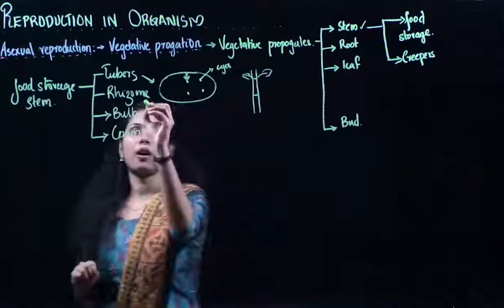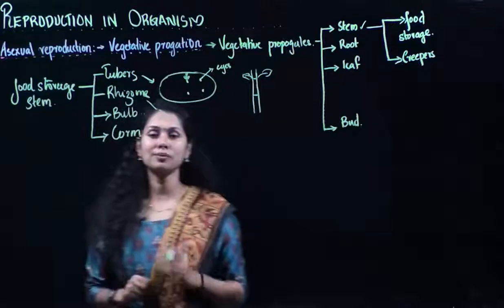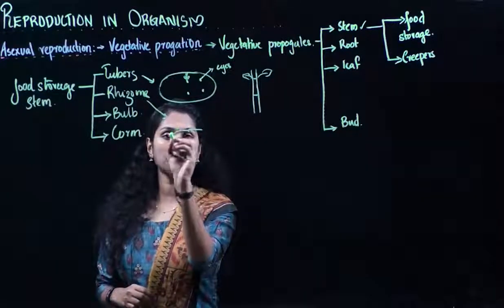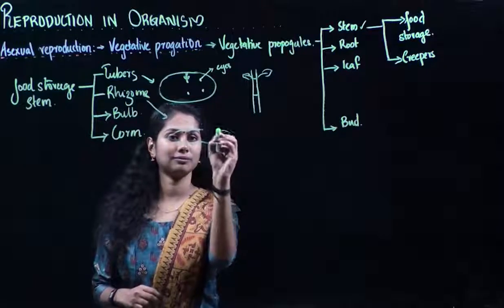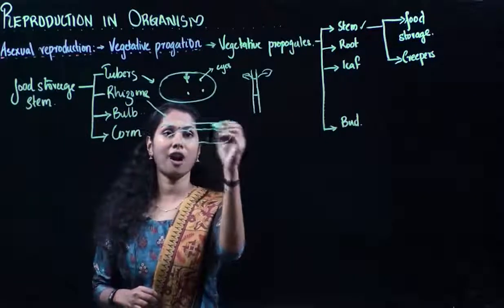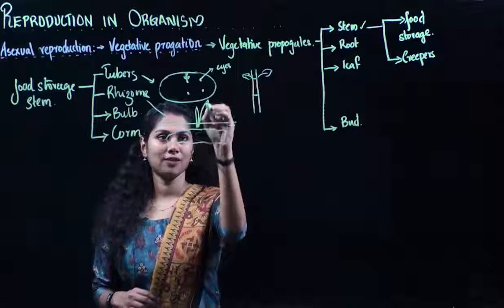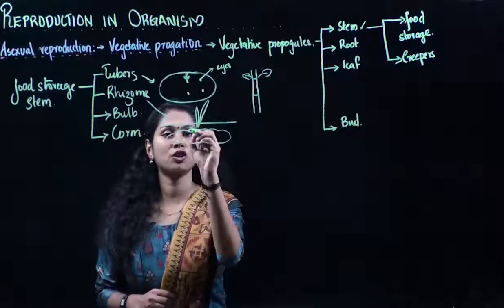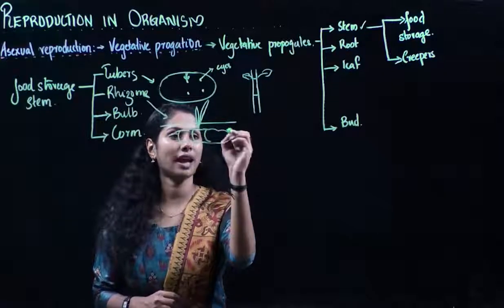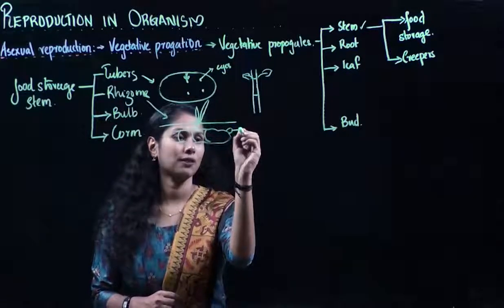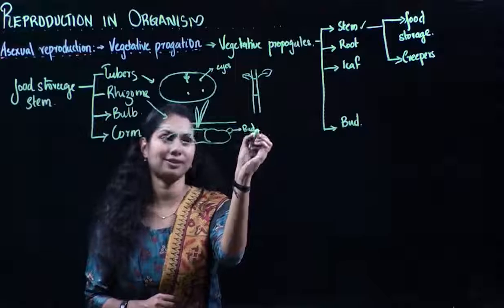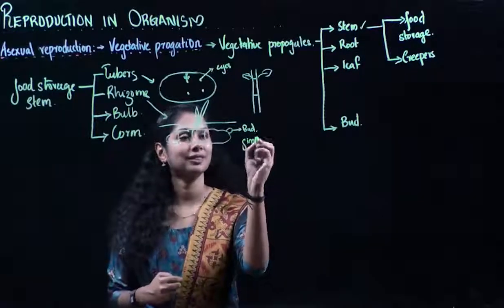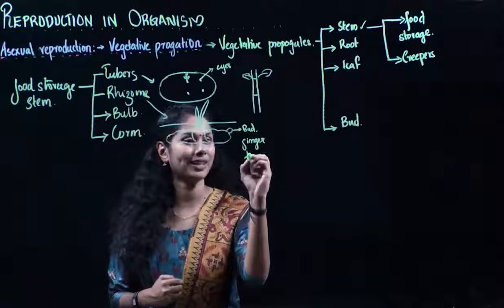Now let's check what rhizomes are. Rhizomes are stem modifications which usually grow horizontal to the ground. They are underground stem modifications which grow horizontal to the ground. They have nodes and internodes and also have buds from which a new plant rises. Examples of a rhizome are ginger and turmeric.